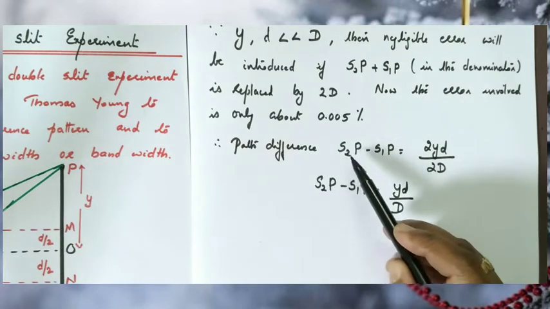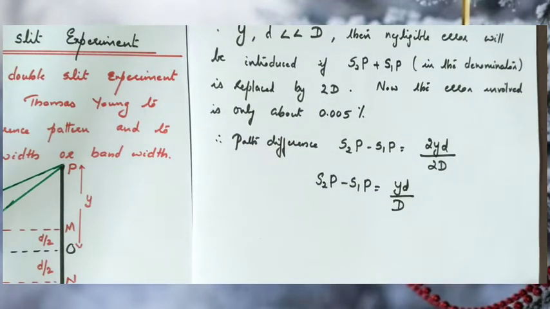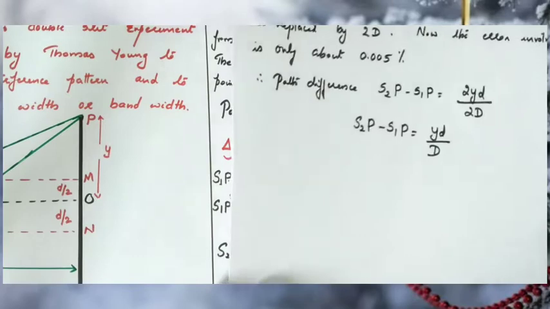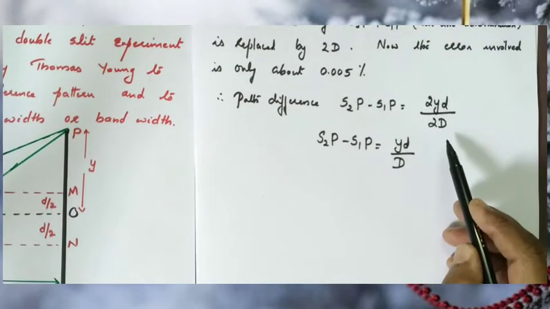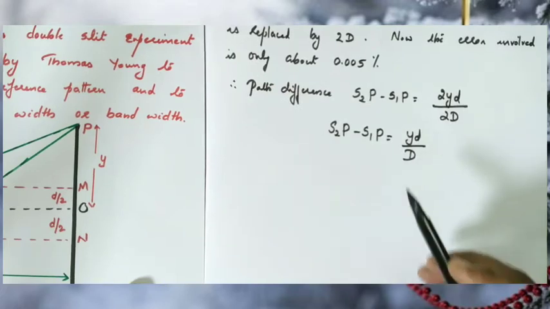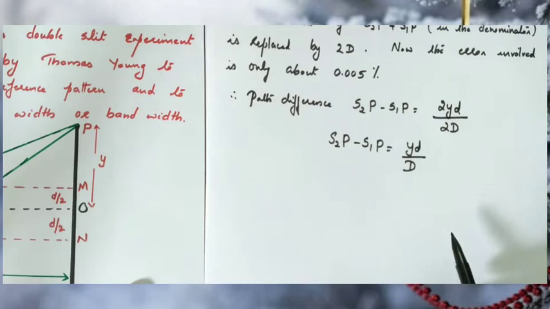So path difference is S2P minus S1P equal to 2YD divided by, what is the original formula? 2YD divided by S2P plus S1P. So that S2P plus S1P can be replaced as 2D. 2 cancel. So S2P minus S1P equal to yd by D. So path difference S2P minus S1P equal to yd divided by D.